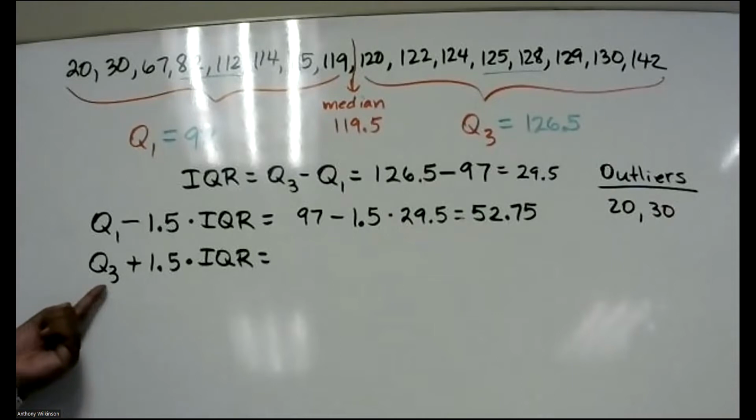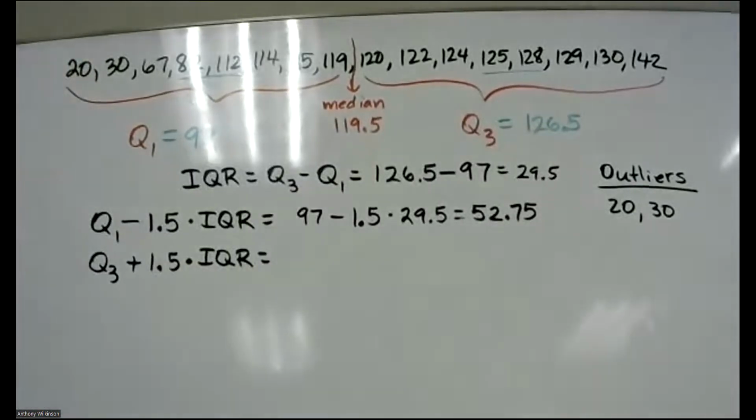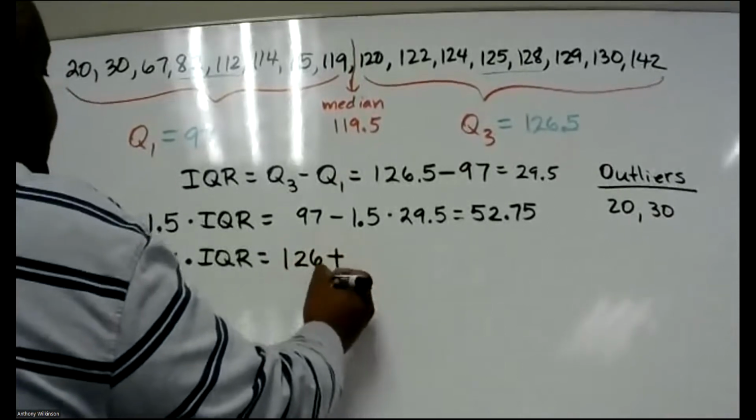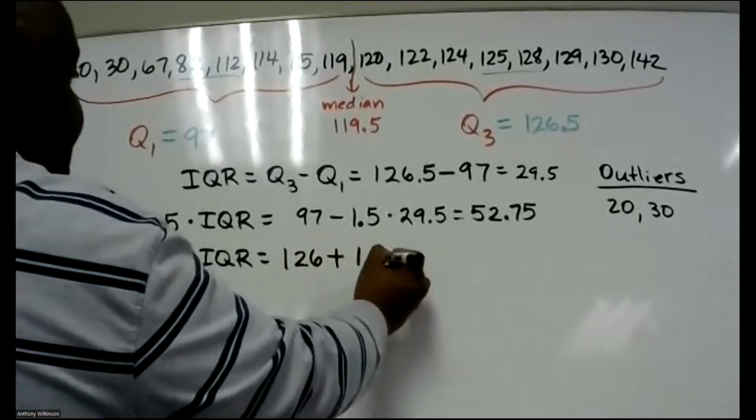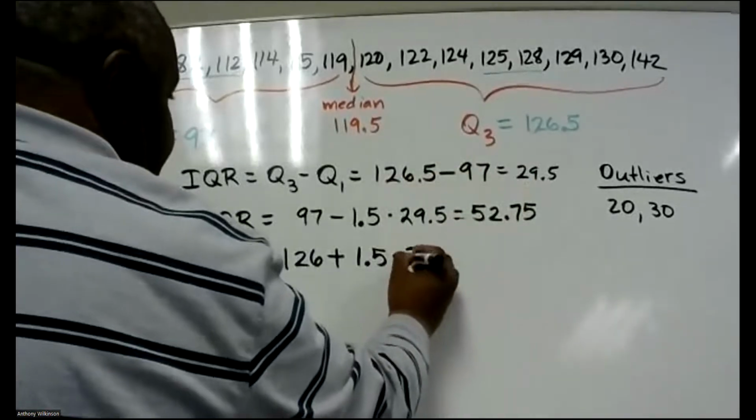Now I've got to do Q3 plus 1.5 times the interquartile range. This time the Q3 is 126.5, plus 1.5 times, again, that interquartile range of 29.5.